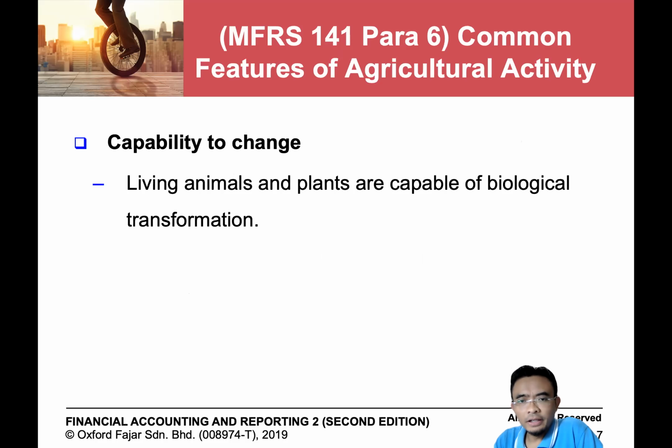Okay, in MFRS 141, paragraph 6, it mentioned about the common features of agricultural activities. So to really identify or recognize what the agricultural activities are, we look at this kind of characteristic. The activities can be considered as agricultural activity when there is a capability to change.